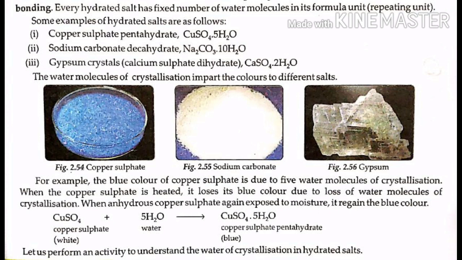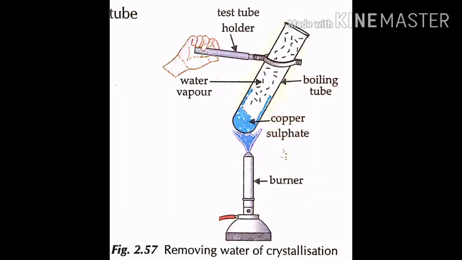CuSO4 plus 5H2O gives CuSO4 5H2O. CuSO4 is white in color. When water is added, it becomes blue. Similarly, when the blue colored CuSO4 5H2O copper sulfate crystals are heated, they lose their water molecules and become white. Let us perform an activity to understand the water of crystallization in hydrated salts.